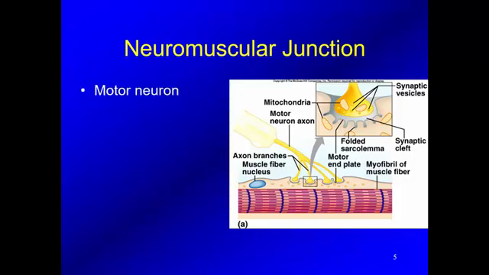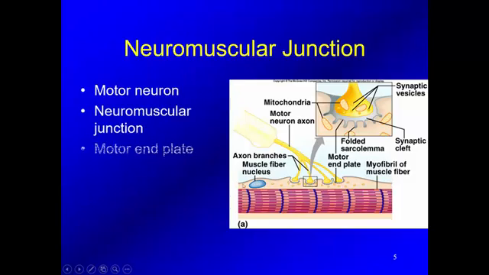So the neuromuscular junction is where the neuron meets the muscle fiber. A motor neuron meets the muscle fiber. You can see this right here. The motor neuron is in yellow, and the muscle fiber is the long tube-like thing along the bottom. And the neuromuscular junction is where they meet.